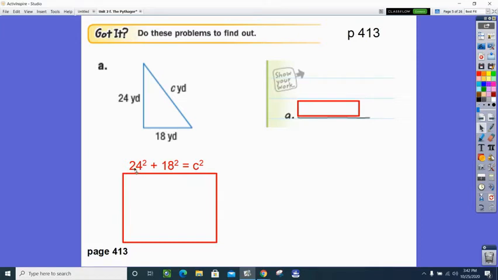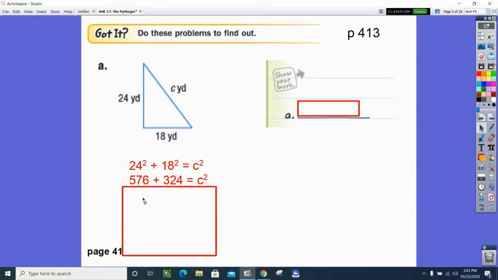The next thing we're going to do is take 24 to the second power in the calculator and 18 to the second power, and we're going to rewrite those. So 24 squared becomes 576. 18 squared becomes 324, and you're still going to write that equals C squared. You're just bringing these down vertically. Next thing I'm going to do is add these two together, and I end up with 900 equals C squared.